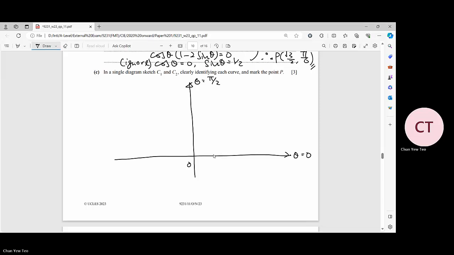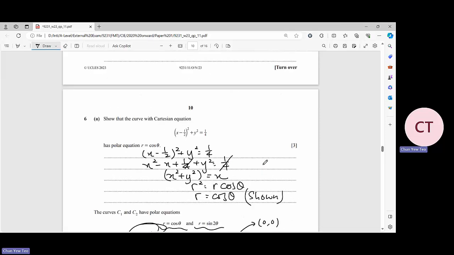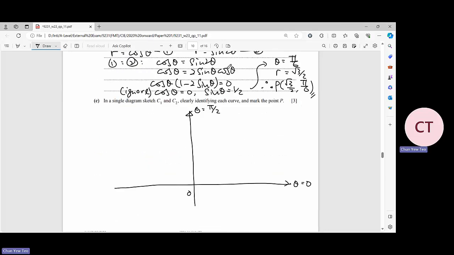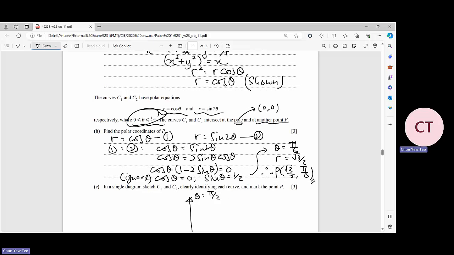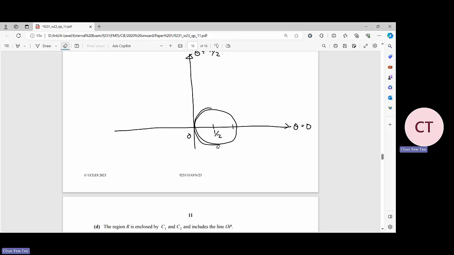So over here, I need to have a proper scale. You can see that the equation just now was a circle, centered at (half, 0) with a radius of half. So like this is a half, and this is 1. It's supposed to be a circle like this, but because the domain given is only 0 to half pi, you can only have a semicircle. So the circle will look like this.